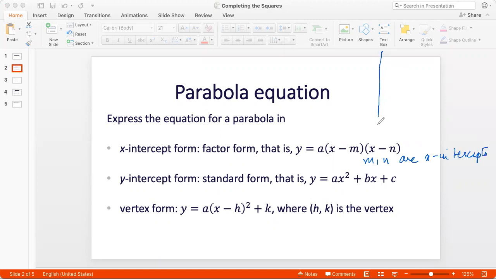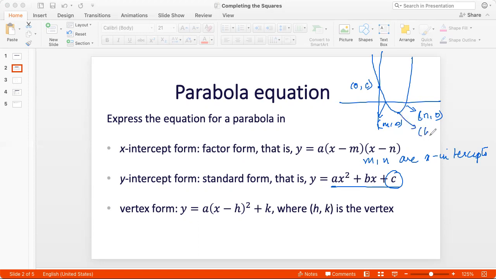So if I were to draw a parabola like this, then this point could be (m, 0), and this point could be (n, 0). That's one representation. The other is the y-intercept form, the standard form ax² + bx + c, where c is the y-intercept, so this point is (0, c). Then we have the vertex form, y = a(x − h)² + k, where (h, k) is the vertex. So if this is the vertex, then the coordinates are (h, k).